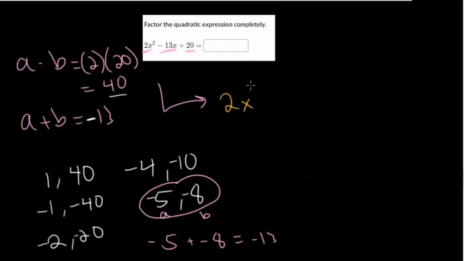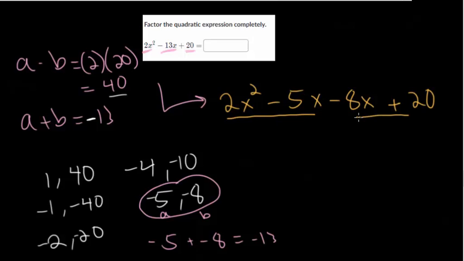We have 2x squared. And instead of minus 13x, we're going to write minus 5x minus 8x, since these do combine to give you minus 13x. So we're not changing the equation by breaking it up. And from here, we'll use our grouping method. So it doesn't matter how you group it. Let's group these together and these together. But if you want to switch and put minus 8x here and minus 5x here, that would work as well.